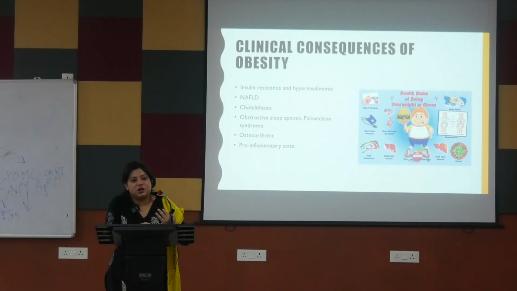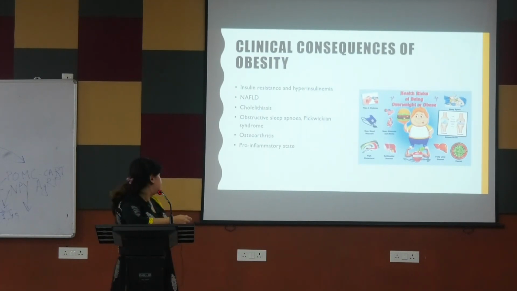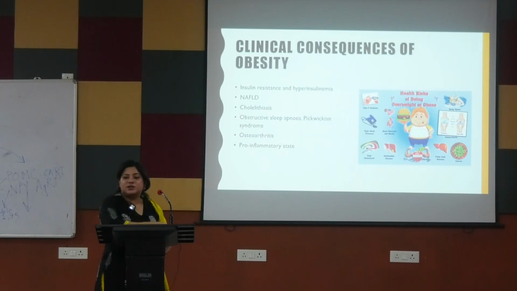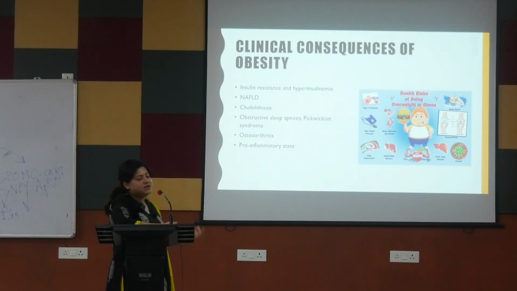Adolescents and children who are obese, osteoarthritis sets in much earlier in those children. Young children can also suffer from osteoarthritis because they are so fat. And pro-inflammatory state I have already covered, because adipocytes themselves release cytokines, especially interleukin 1, TNF alpha. This causes a pro-inflammatory state in the body.